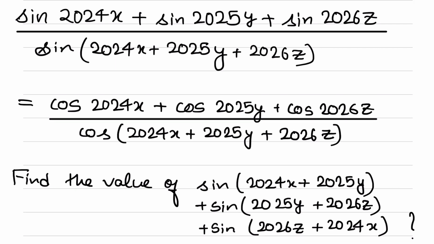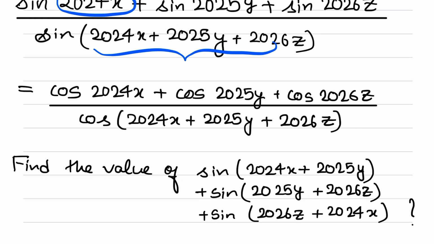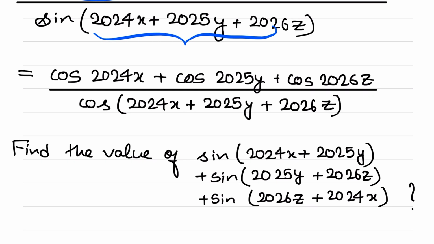Sine of 2024x plus sine of 2025y plus sine of 2026z. So they are separate sines, and now this entire thing has been converted into a single sine. The same equation is there, and this equality on the right hand side represents a cos, and we have to find this value. These are three sines that are adding up.